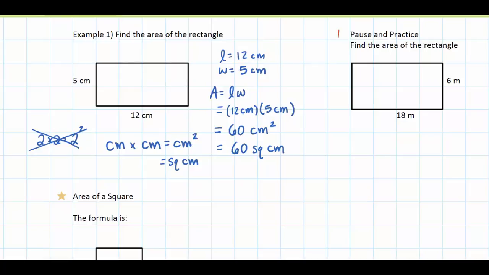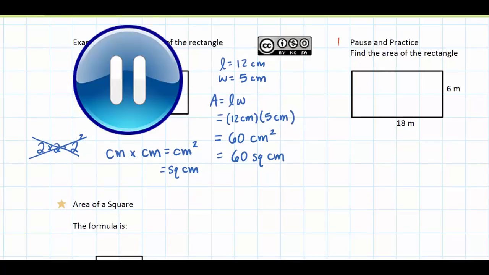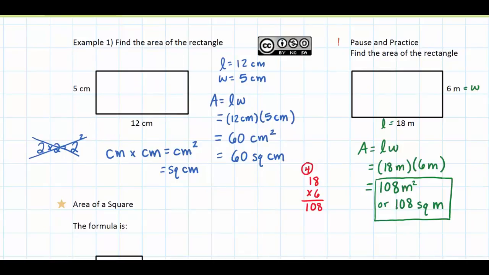Please attempt the practice problem on your own by pausing the video now. Notice the problem has been solved for you. Please use this to check your work and correct any errors you might have made.